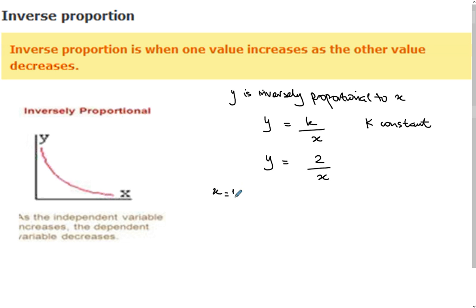If x is 1, y equals 2 divided by 1, which is 2. And if x is 2, then y equals 2 divided by 2, which is 1. So you can see x is going up, but y is going down. So it's inversely proportional. All right, let's do some questions.